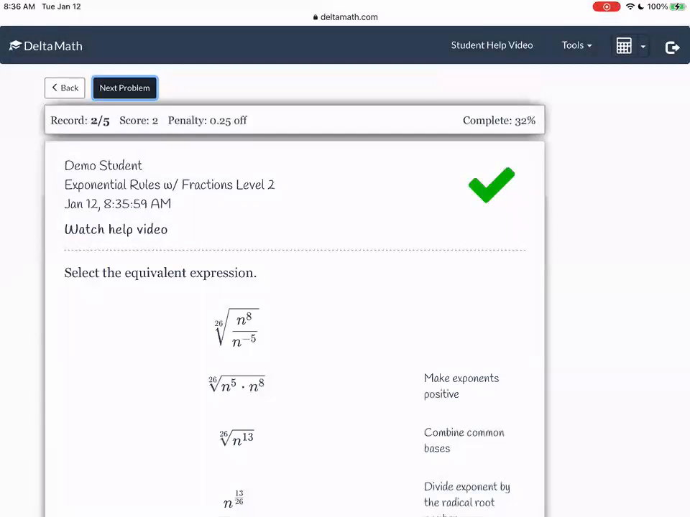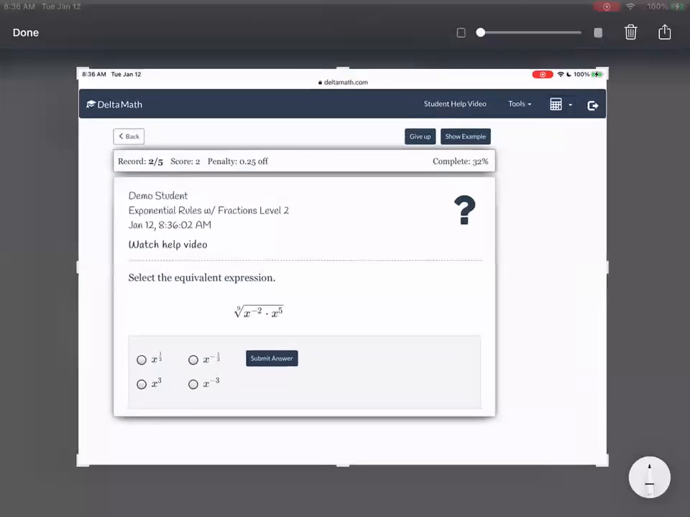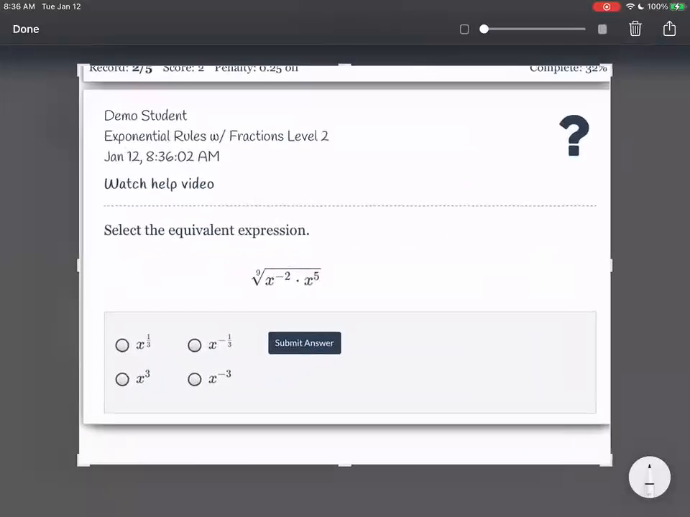Okay, let's do another one. Cool, so we have a radical, the 9th root of x to the power of -2 times x to the power of 5. Remember when these x pieces are being multiplied, we're going to add the exponents. So we have the 9th root of x to the power of -2 plus 5. So when you add it up, x to the power of -2 plus 5 is x to the power of 3. So we have the 9th root of x cubed.